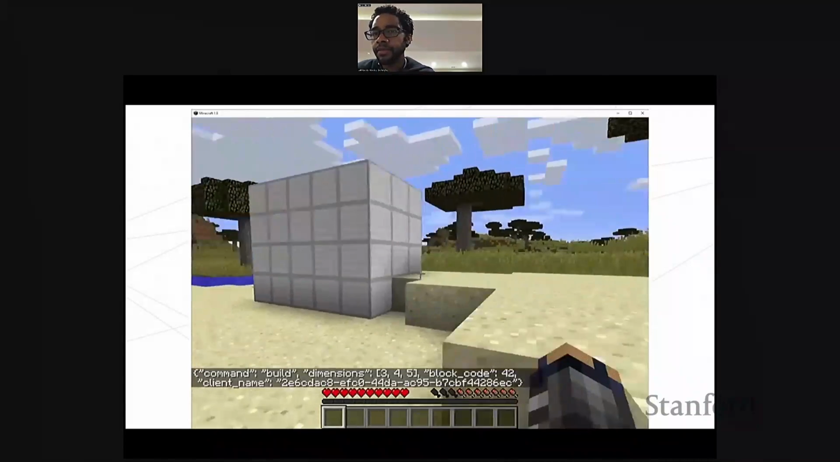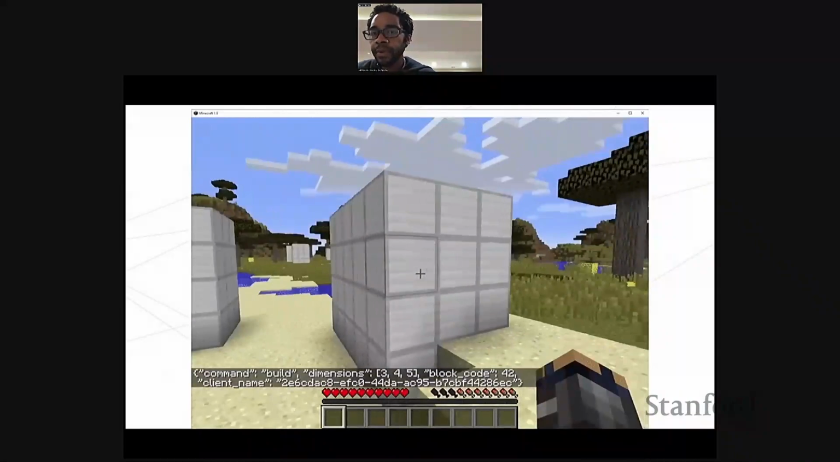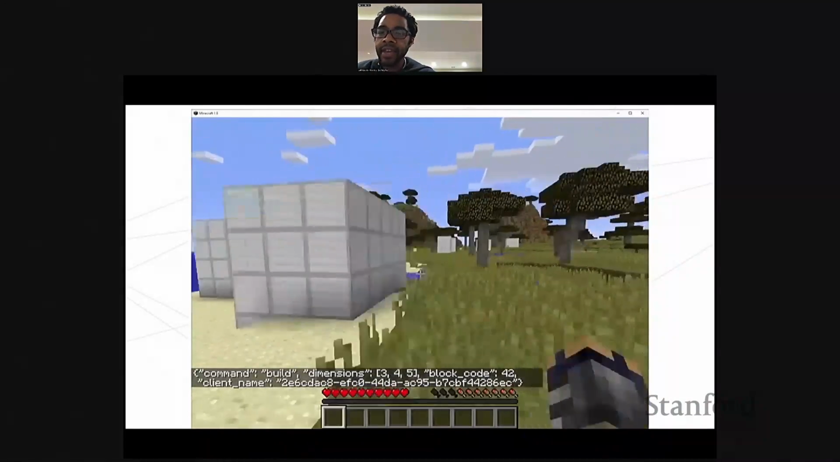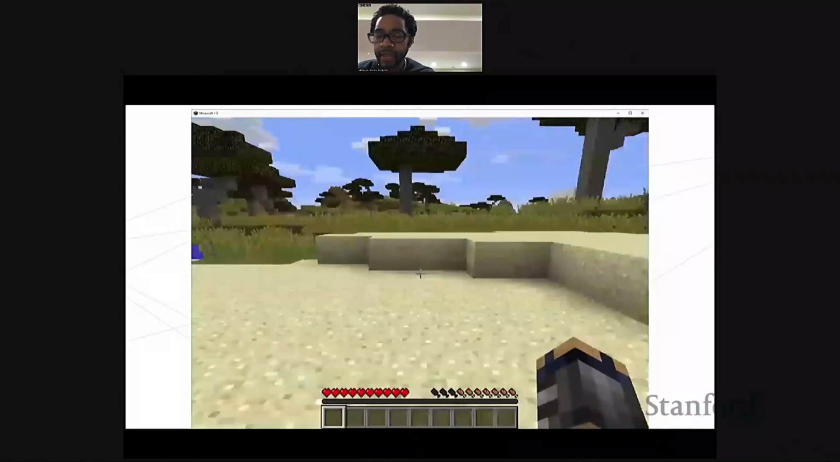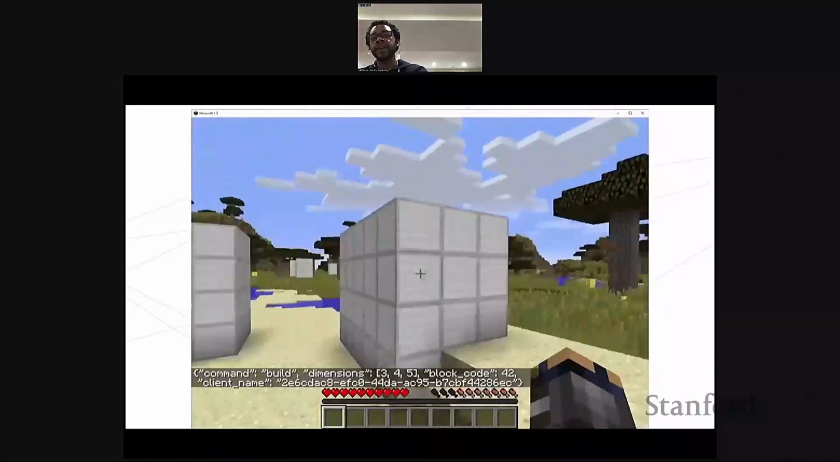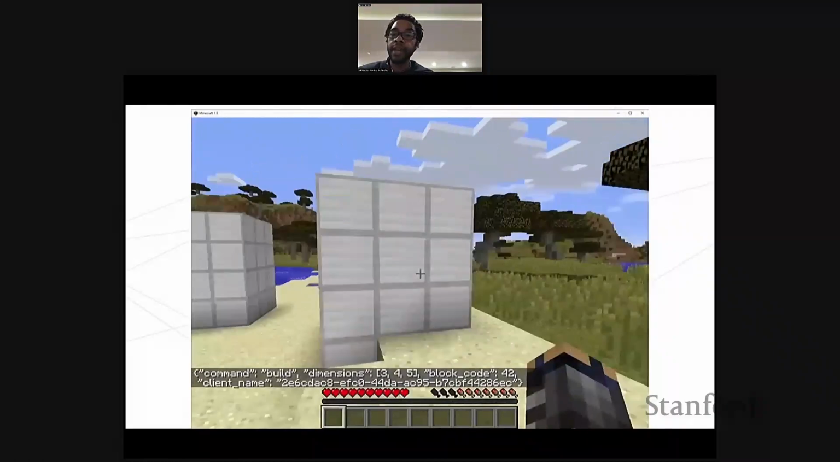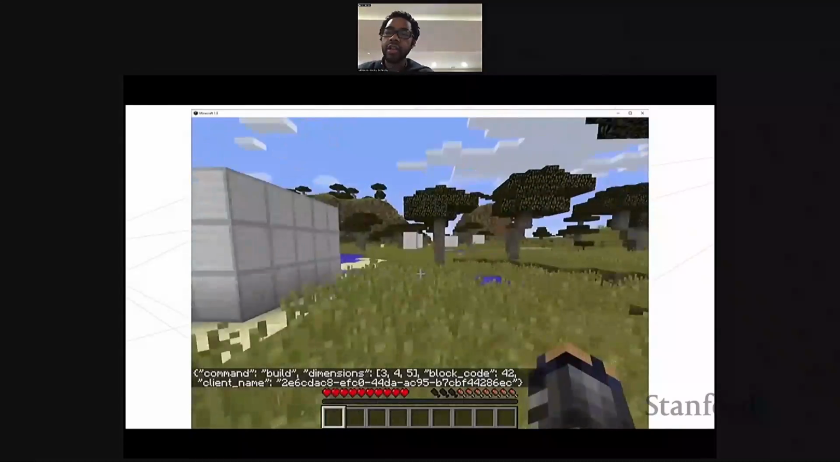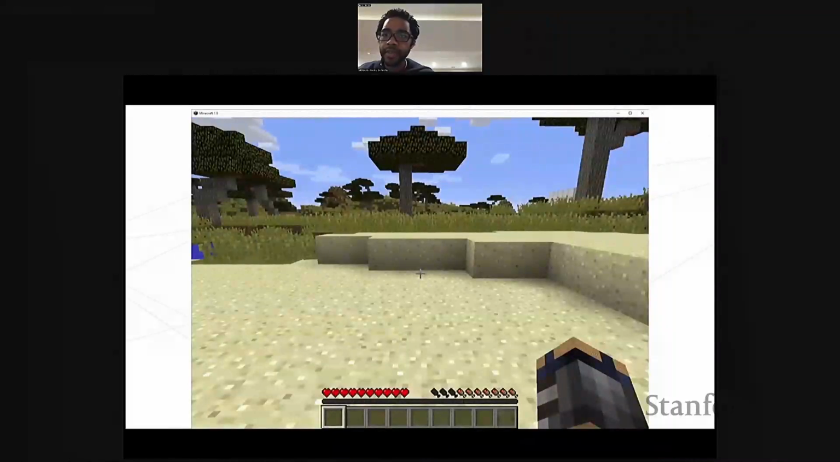So this is an example of how we're thinking more about equitable play. Instead of just having a verbal instruction that says, put a block down, put a block down, put a block down, move over, put a block down, we actually allow the students to make a verbal command that will create this entire structure all at once.